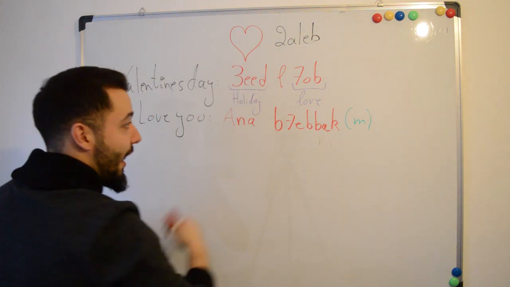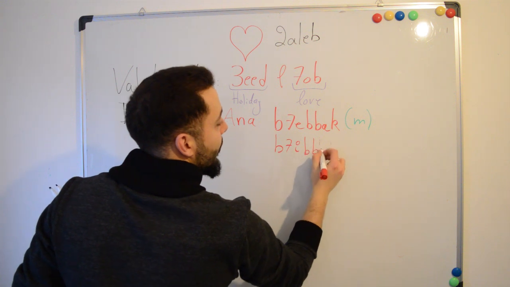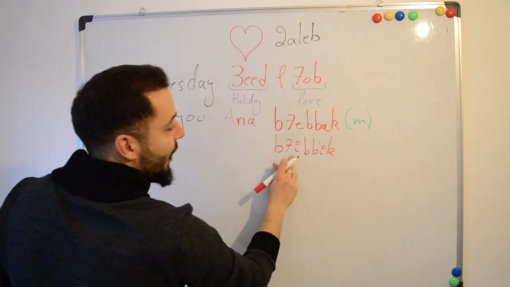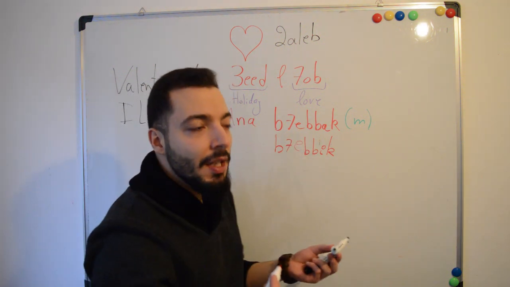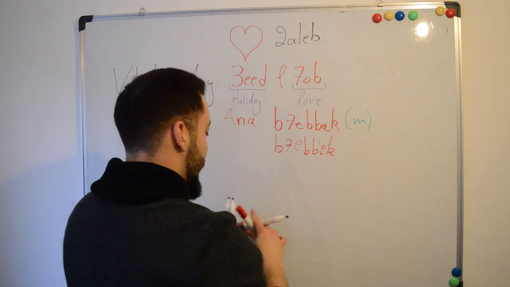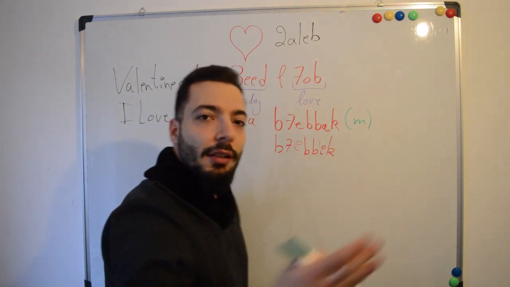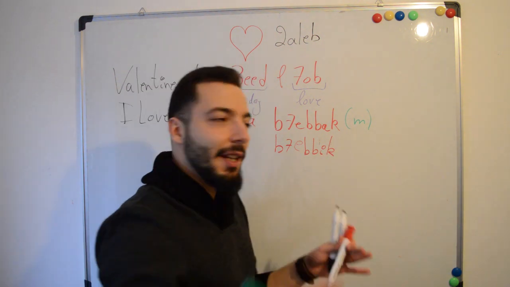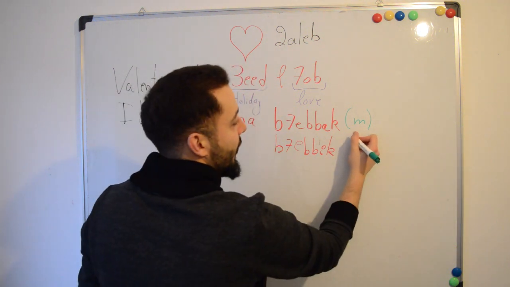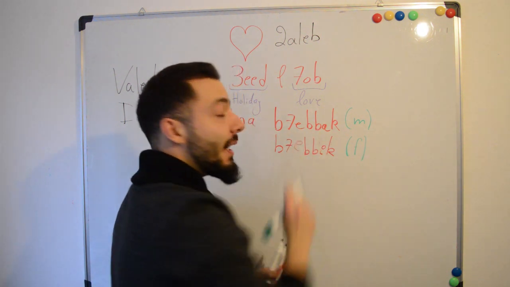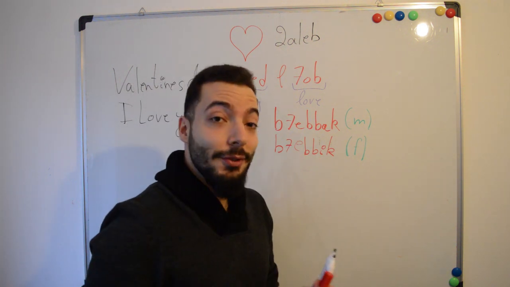For the female, Ana bhibbik. You can also write E over here so that it doesn't confuse you. It's the same. It's how you pronounce it that's important. So it's not false if you write I, because you know that this is not Arabic. This is just the translation of Arabic into English letters. So you can write it however you want. So, Ana bhibbak, Ana bhibbik, to your husband and to your wife.